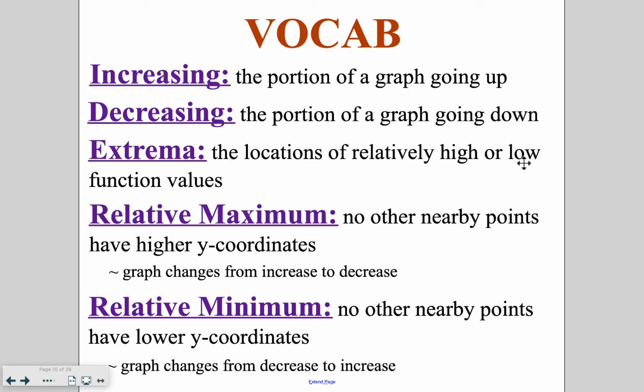Specifically, the high points are called relative maxima. We call it relative because we are only looking at the points around it. There may be a higher point later in the graph, but this relative maximum is a point where a graph changes from increasing and flips back down to decreasing. On the flip side of that, the relative minimum is a low point on the graph, and it's where the graph goes from decreasing back up to increasing.